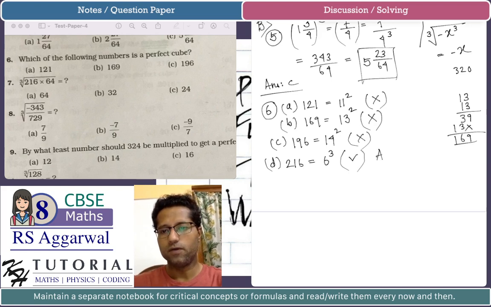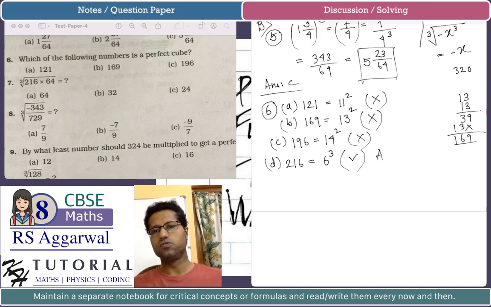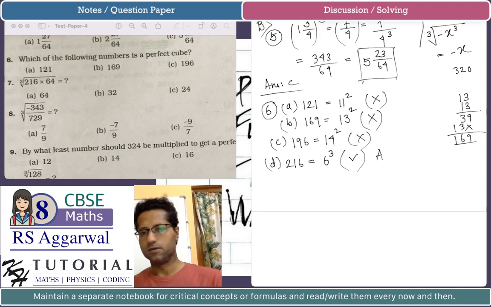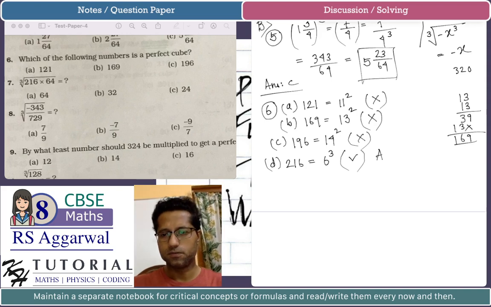So the cubes of all the single digit numbers, cube of 1 to 9, and cube of 11, 12, 13, 14, 15, 16, these you must remember as much as possible. Just their squares and their cubes. So the answer is choice D.